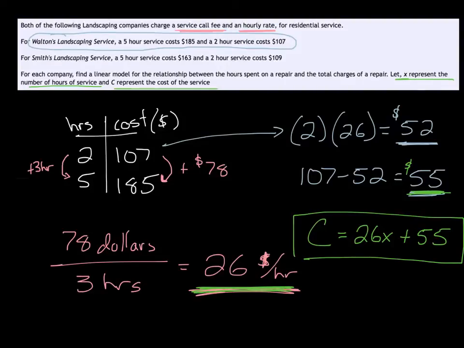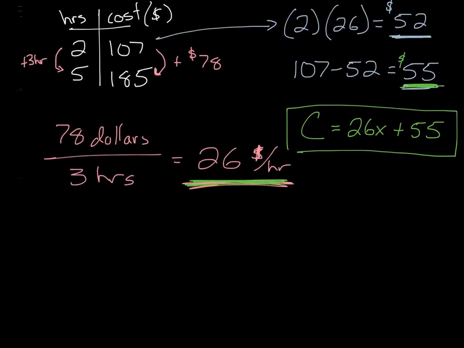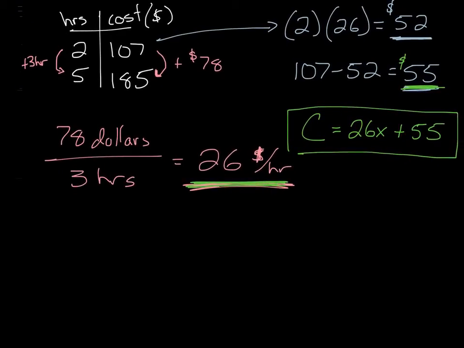We can attack this problem in a slightly different way, getting the same answer. We'd be treating these two pieces of information as points, and first finding the slope and then the y-intercept. The slope is this dollar per hour, $26, and the y-intercept is at $55. So to do this differently, instead of setting up the table as I did above, let's think of these as 2 points. These could be points (2, 107) and (5, 185).